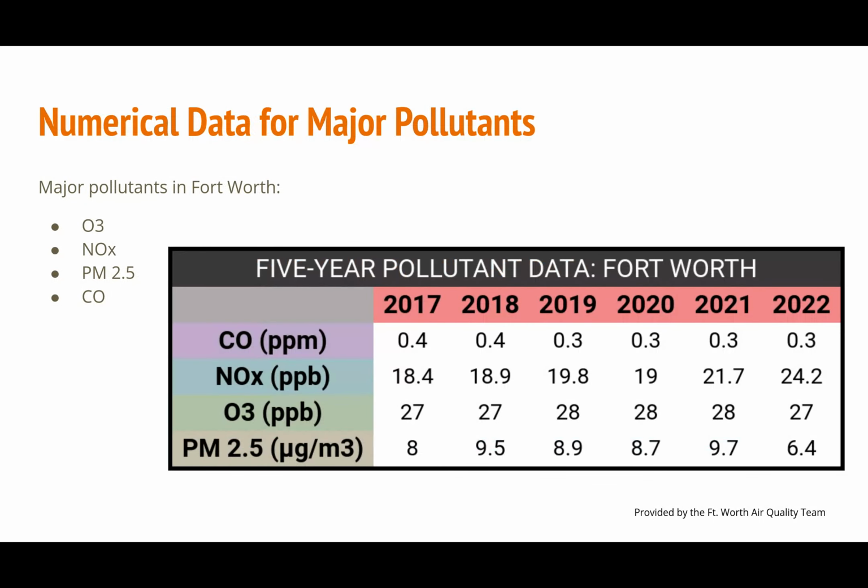This chart, again provided by the Fort Worth Air Quality Team, shows the same pollutants over the same amount of time, just in numerical form. And as a reminder, 1 part per million is equal to 1,000 parts per billion. Here you can really see the comparison in numbers of the pollutants as well as the large amounts of carbon monoxide that are emitted. In 2021, there were 300 parts per billion of carbon monoxide released.